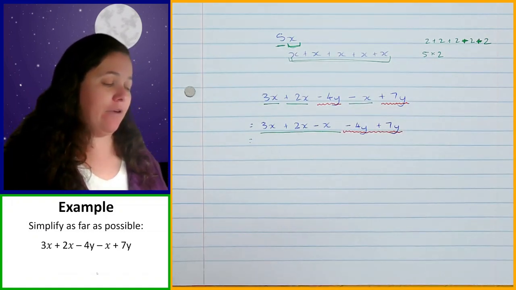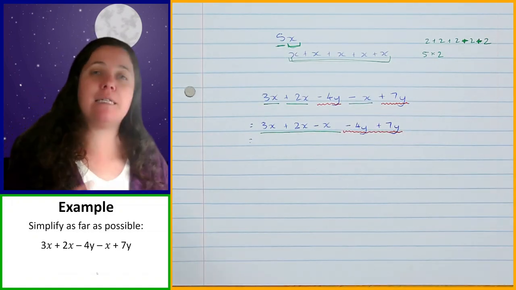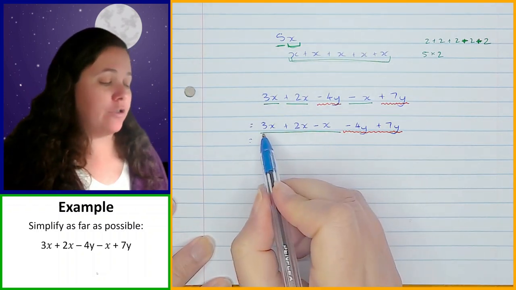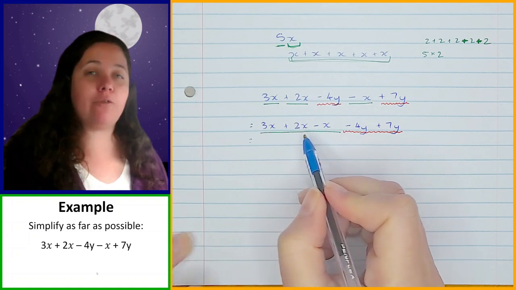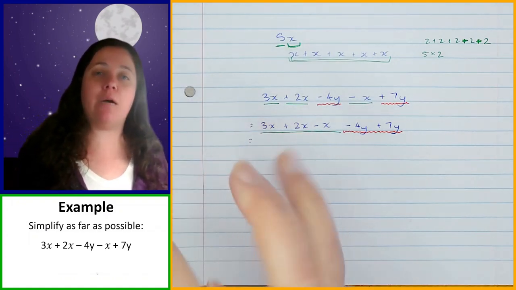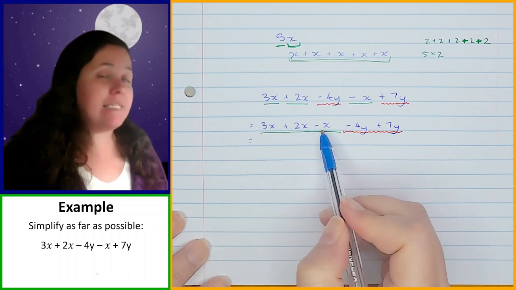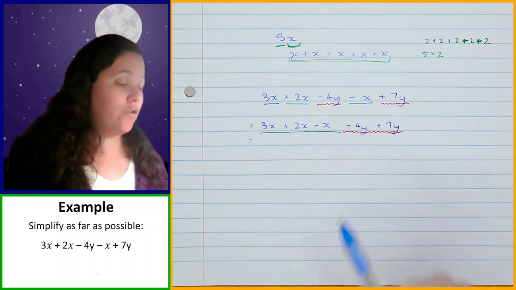And now I need to simplify each of those sets of things. So first I'm going to simplify my x's. So I've got 3x plus 2x. So I've got 3 x's and I've got 2 x's. How many x's are they all together? There are 5 x's all together. And then I take one of them away. So now there's only 4 x's.